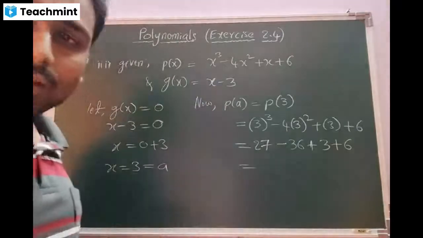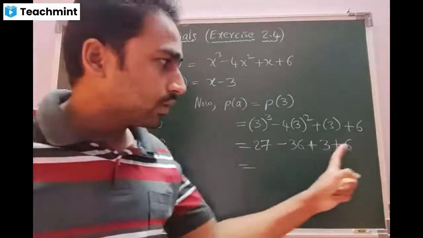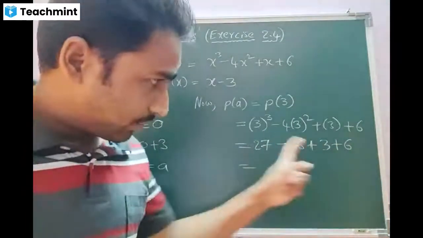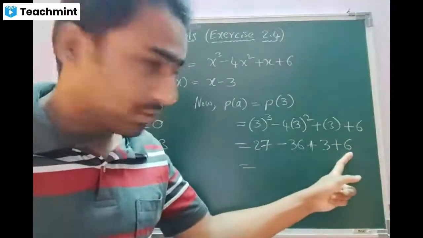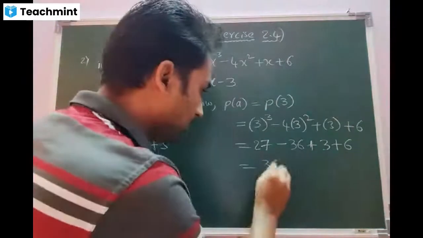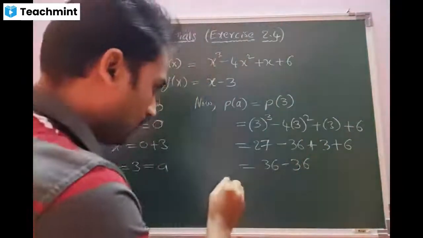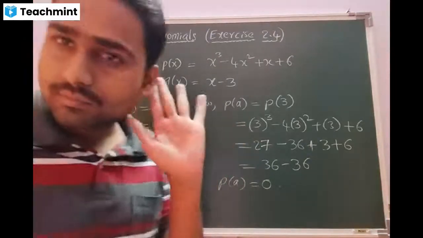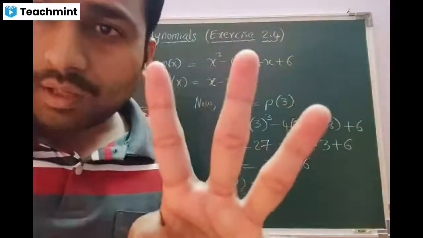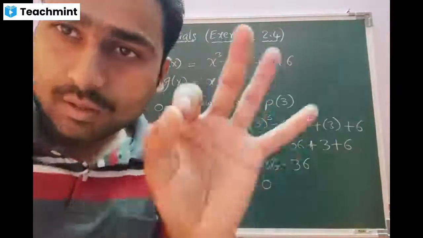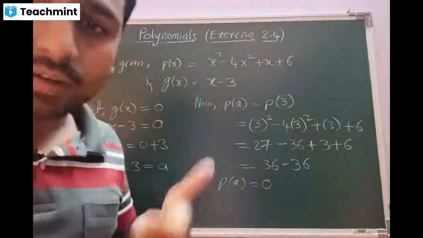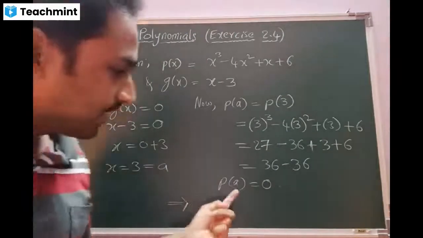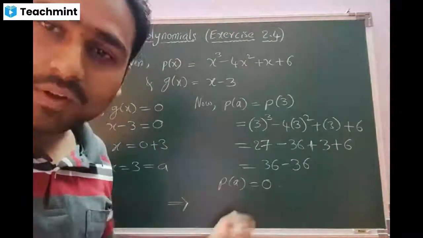So beta, look at the concept. Positive, positive, positive. First add these three and then subtract 36. 27 plus 3 is 30, 30 plus 6 is 36. 36 minus 36 is equal to 0. What is the final answer? 0, sir. If you eat 36 apples out of 36, 0 apples will remain. Correct, beta? Again, the remainder becomes 0. P of a becomes 0.